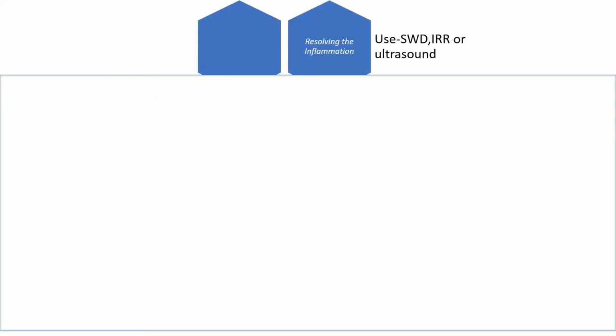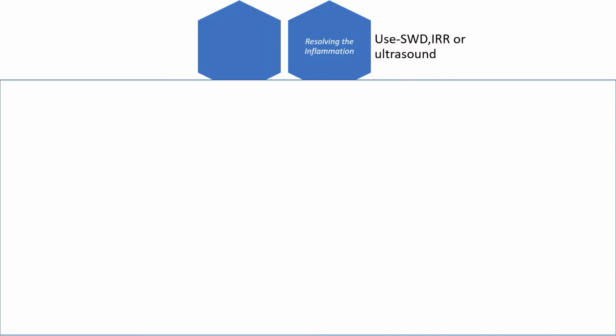Physiotherapy management. The first goal of physiotherapy management is to resolve the inflammation. If the patient comes immediately following the onset of paralysis, then he may be treated with either SWD or IR to increase the circulation in the stylomastoid foramen so that the inflammation can be resolved.